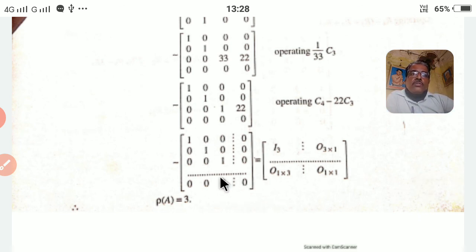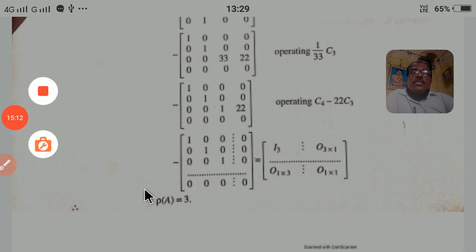So after all we get what? A third order element. This is I3, and this becomes 0 and this becomes 0. So therefore we get a third order unit matrix, and its value is 1, so it is not equal to 0. Therefore, for the rank of A, leave this column and this row, and only consider this third order minor. In this third order minor, the number of non-zero rows is equal to 3, so therefore the rank of A is 3.